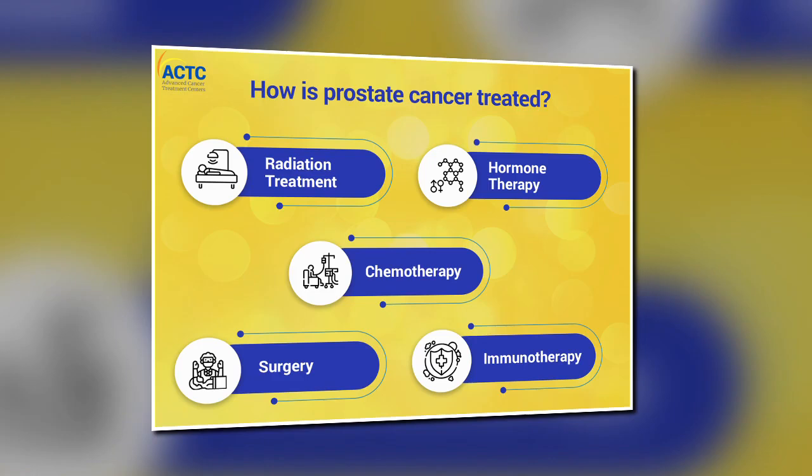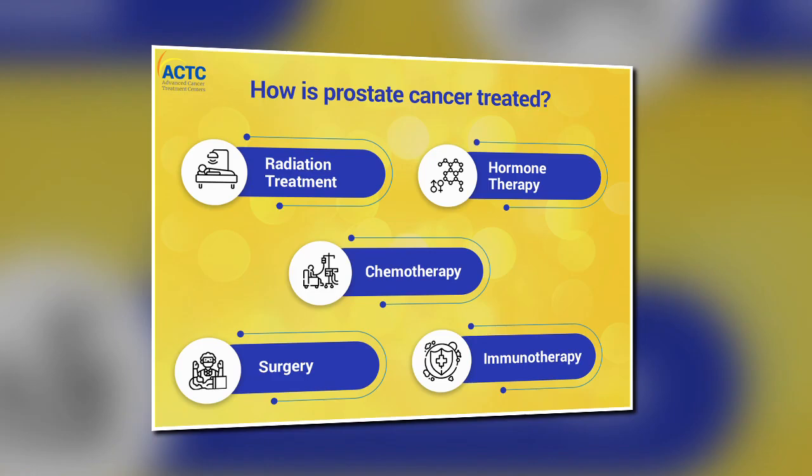Men who choose this option do not have treatment right away, but they do have routine tests to check whether the cancer starts to grow more quickly. If so, they can start active treatment then. Surgery. Prostate cancer can sometimes be treated with surgery to remove the prostate gland.